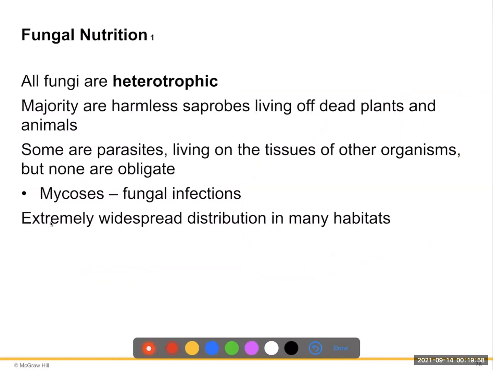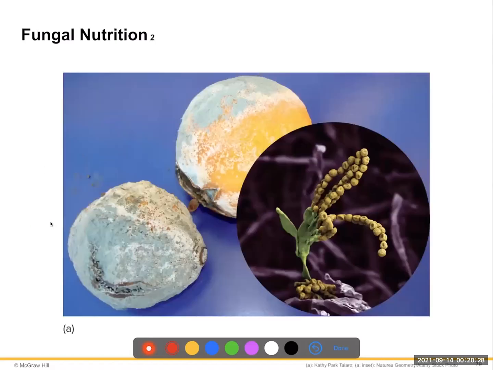Fungi. All fungi are heterotrophic. The majority are harmless saprobes living off dead plants and animals. But some are parasites living on the tissue of other organisms, but none are obligate. Fungal infections are called mycoses. They have an extremely widespread distribution in many habitats. They grow in a lot of areas. Anything moist or wet, they will grow in. You can see how they grow in these different shapes, different fungal infections, and they'll spread out into different colonies.